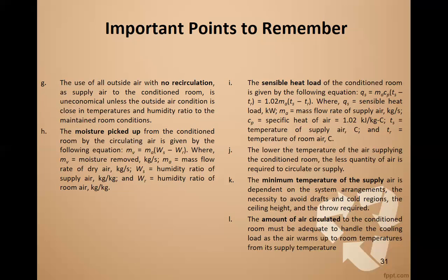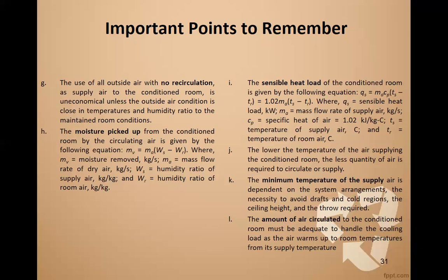Where Qs is the sensible heat load, kilowatt; m sub a is the mass flow rate of supply air, kilogram per second; c sub p is the specific heat of air, 1.02 kJ per kilogram Celsius, or 0.245 in English units. T sub s is the temperature of supply air, Celsius, and T sub R is the temperature of room air, Celsius.